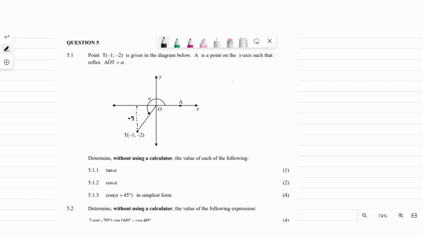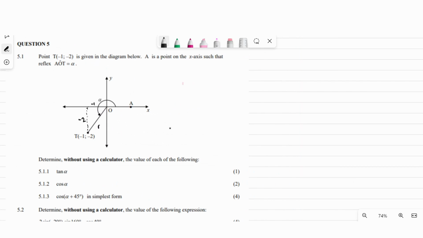So in our case, it's going to be -2. Then from here to here, it's going to be -1. Then this is always r. And remember that r is always positive. So before you start, we need to find the value of r so that we can actually answer all the questions that they require us to answer.